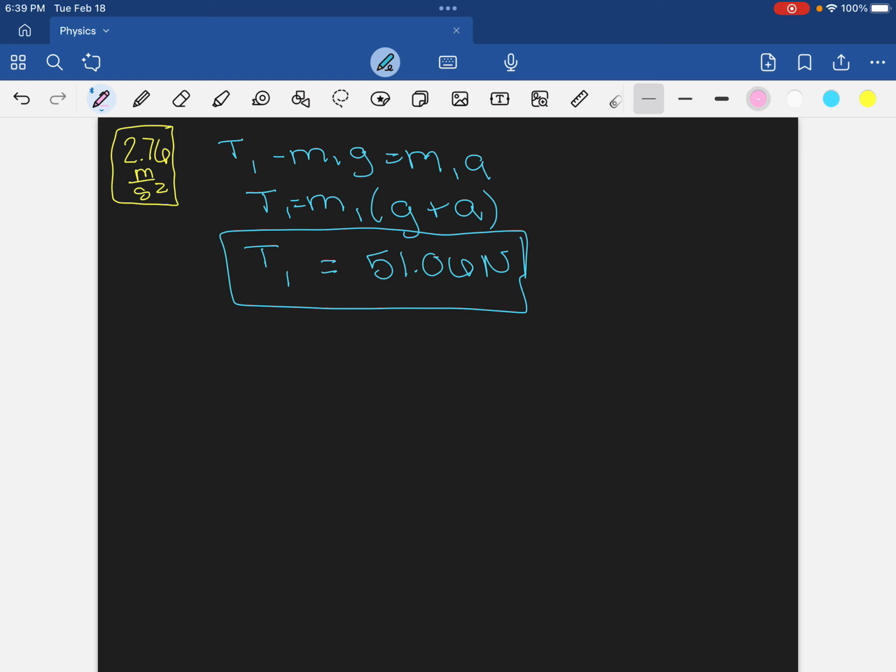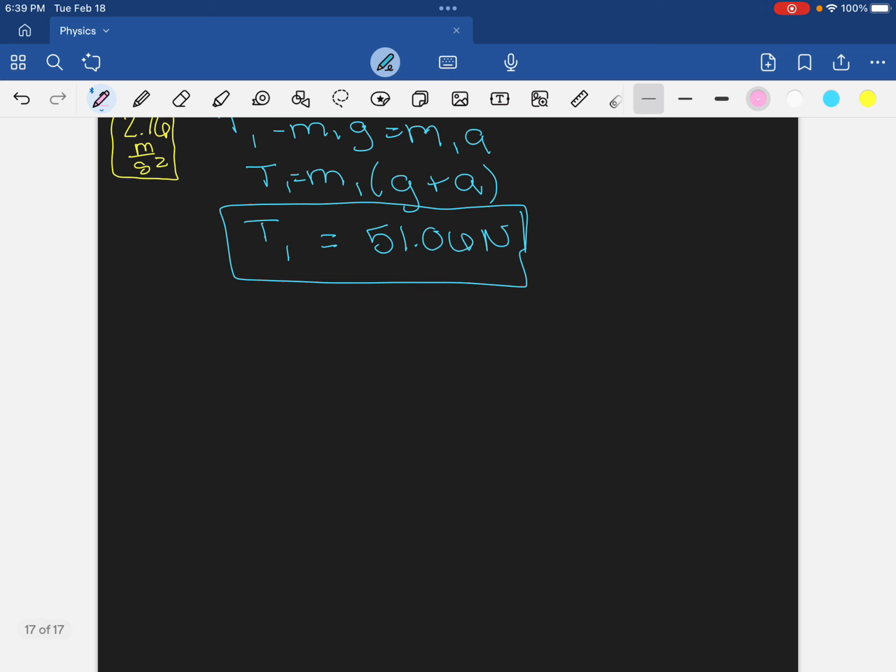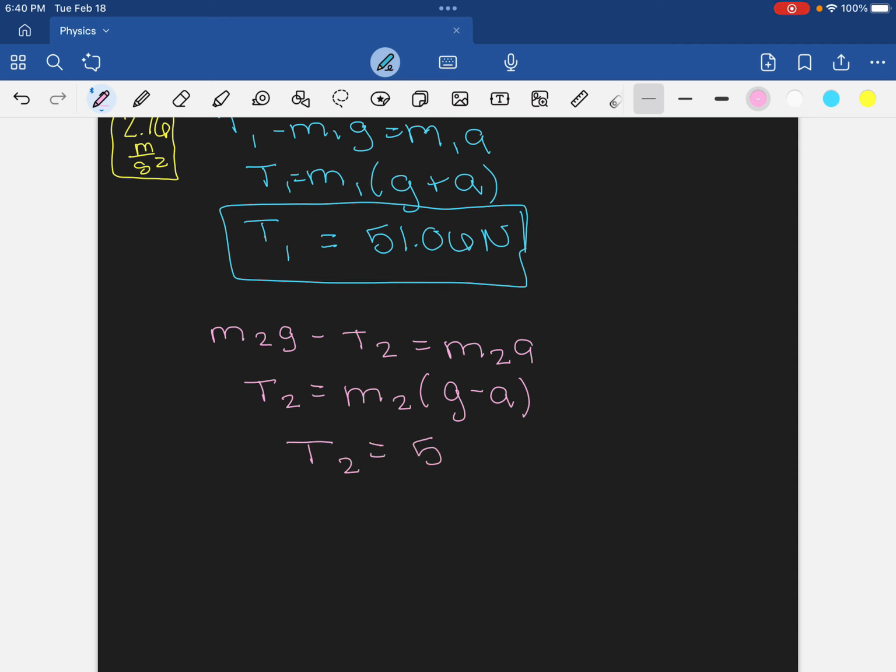So let's go ahead and look at mass 2, which has tension 2. If I were to write that down, we had M2G minus T2 is going to equal M2A. And if I rearrange this equation for T2, I get T2 is equal to M2 times G minus A. Plug in all my variables, and I get the tension of the string to be 57.92 newtons.